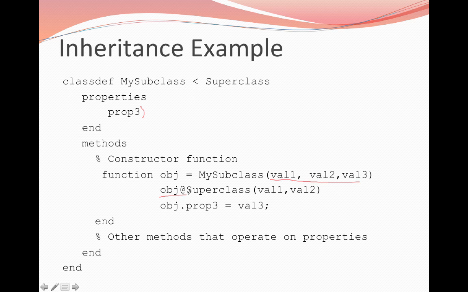The obj@superclass is the way that you call the constructor function from the superclass and pass the first two values to that, so that that constructor function will initialize the first two properties. Then you can explicitly initialize the third property that's defined here in the subclass to be the third value that you pass to the constructor function. So in the subclass you have the properties and the methods. That includes a constructor function, but of course you could have other methods that operate on the properties. And again, if you had the disp function overloaded in the superclass, then you'd want to overload it also here.